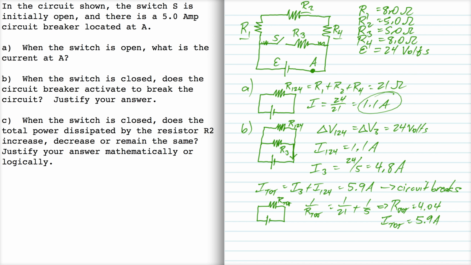Okay, now for part C, when the switch is closed, does the total power dissipated by the resistor R2 increase, decrease, or remain the same? Well, with S closed, the current I124 through this branch here is the same as with the switch open, right? We already deduced that, right? When the switch was open, we got 1.1 amps, and when the switch was closed, we got 1.1 amps. And the resistance, R2, is the same, and therefore power dissipated by resistor 2 should be the same.